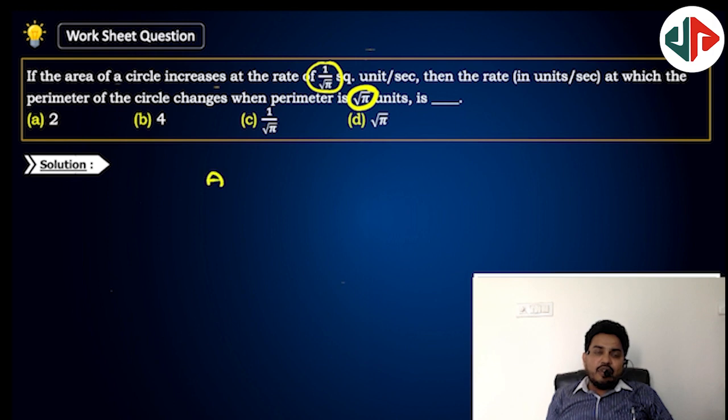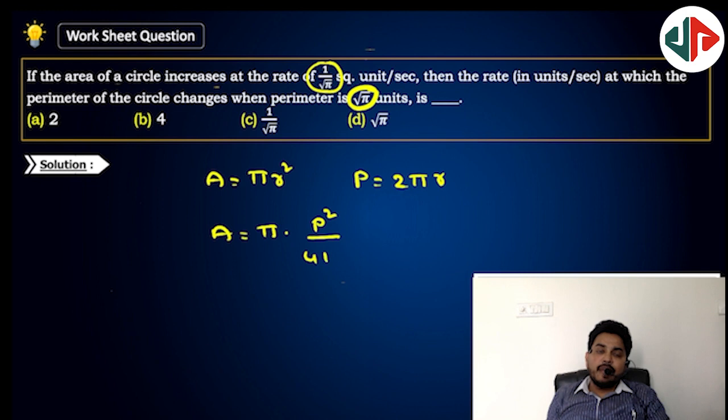Area is equal to pi r square, perimeter is equal to 2 pi r. They are not talking about r, they are talking only in terms of perimeter. So area is equal to pi into, from here r is equal to p by 2 pi, so A is equal to p square by 4 pi.